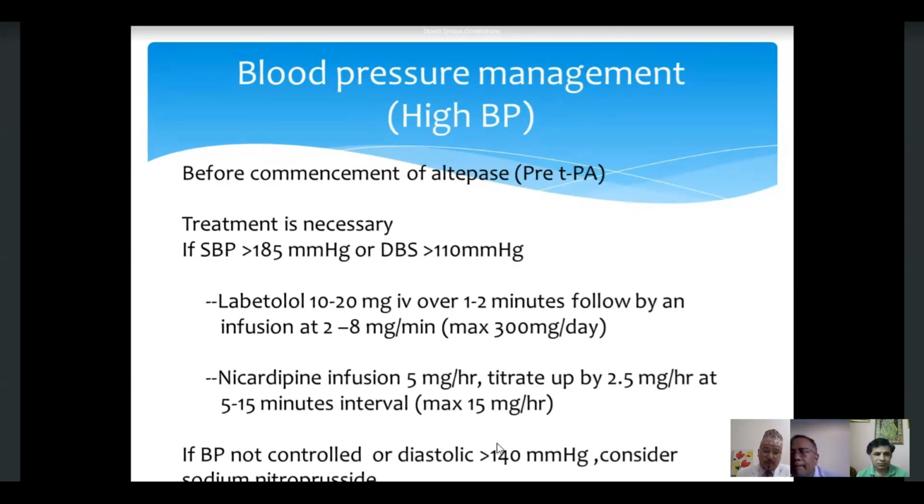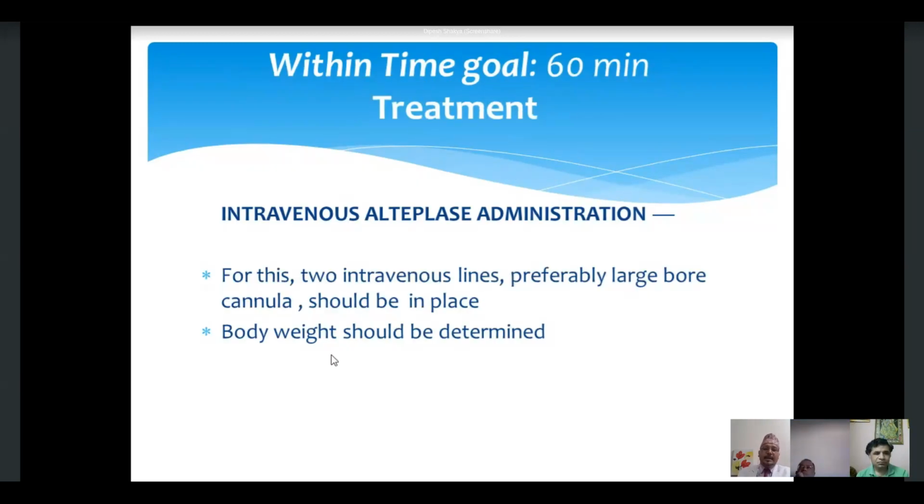You should be careful with sodium nitroprusside because it has a theoretical risk of increasing the intracranial pressure. So if the diastolic blood pressure is still 140 mmHg, then we use sodium nitroprusside, with the time goal of 60 minutes. By this time, we should have started intravenous alteplase administration.